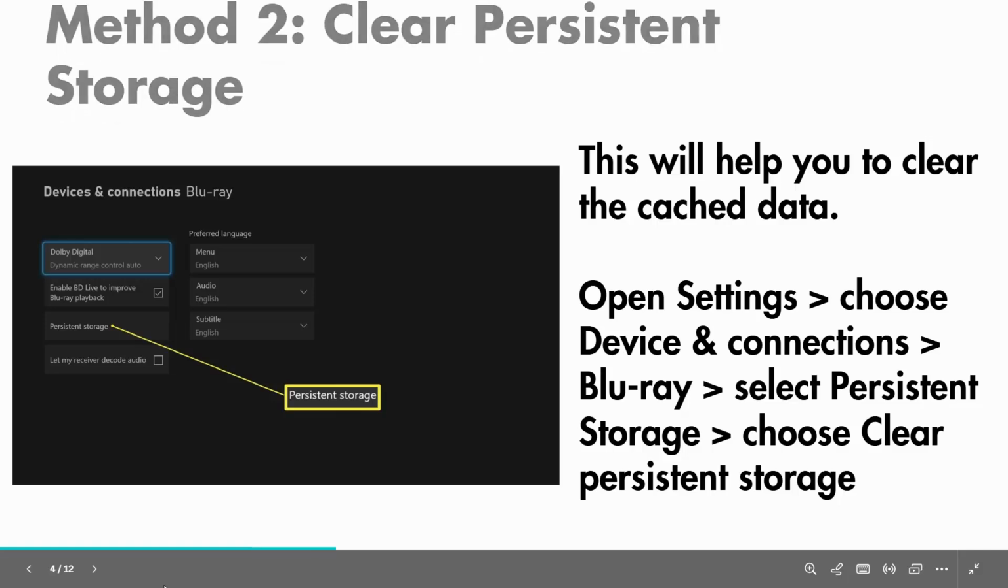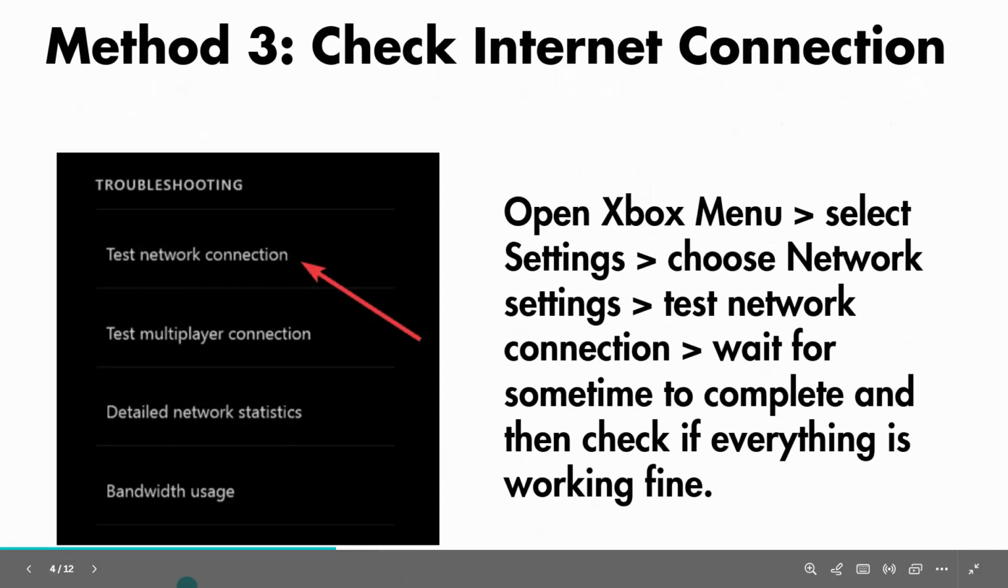If not, next is to check your internet connection. For that, open the Xbox menu, select Settings. Now choose Network settings. After that, test network connection. Now wait for some time for it to complete and then check if everything is working fine.